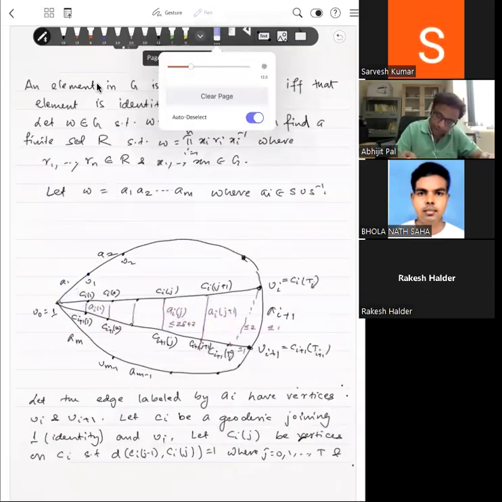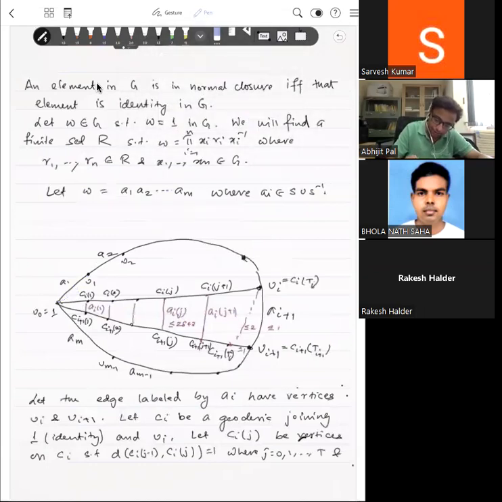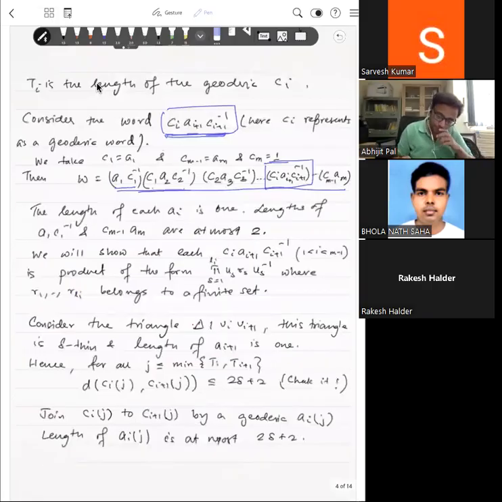Okay, so again we are going to split this triangle into smaller loops. So this part I have written here. What we are going to do is show that each Ci Ai+1 Ci inverse can be written as a product of conjugates.